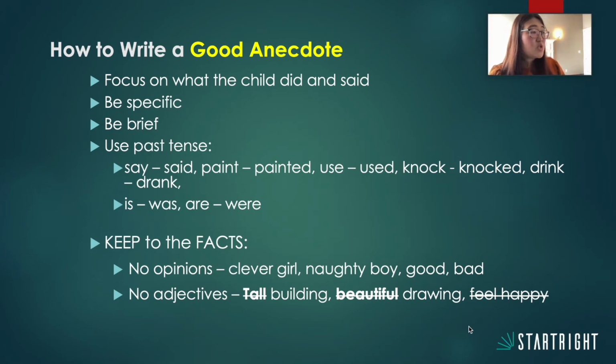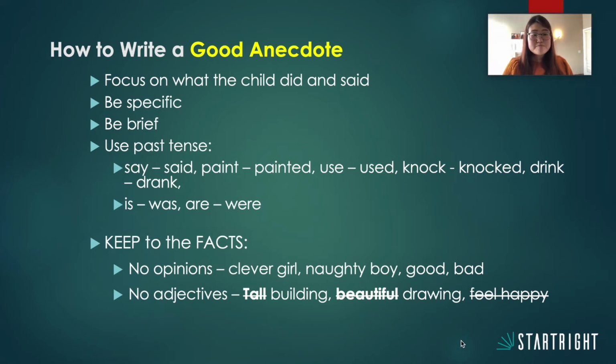The next one is to use past tense. Past tense means these are things that you have reported and you have seen and heard, so it has already happened. So in your anecdotes, use said, painted, used, knocked, drank, was, were, because these are all things that have already happened. Nasi sudah jadi bubur, 已经发生的事情. So we use past tense.